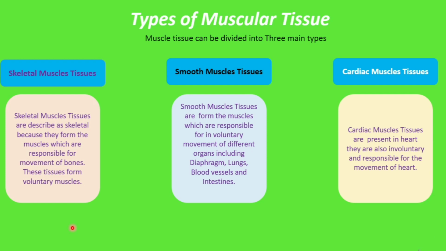The third group of muscular tissue is known as cardiac muscle tissue. Cardiac muscle tissue is present in our heart. It is also involuntary in nature, and these tissues are responsible for the contraction and relaxation of the heart.